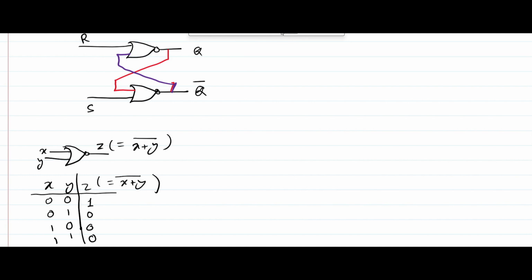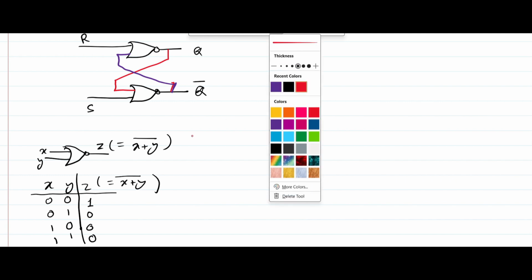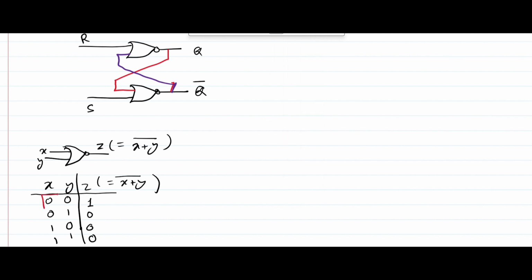So this is the truth table for a NOR gate, and here the 0 0 case gives a different output. From this we notice that if any of the inputs is 1, my output is 0. Now we will proceed in the same way as we did in our SR latch using NAND. So we will see the different cases.